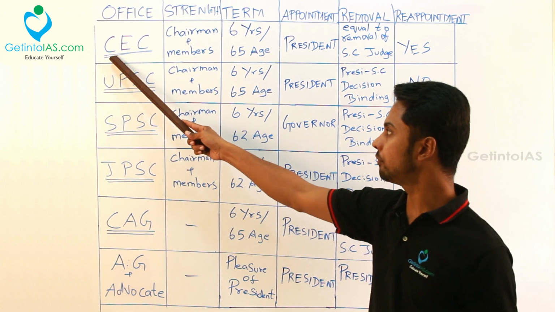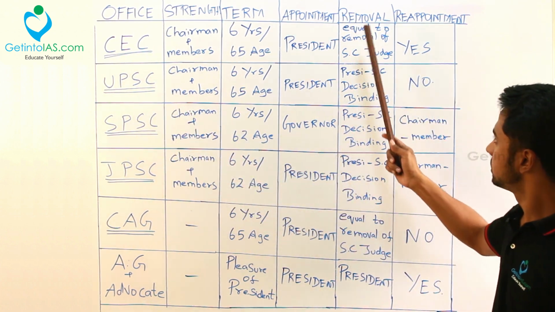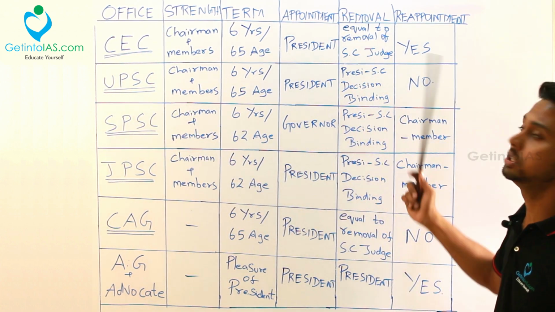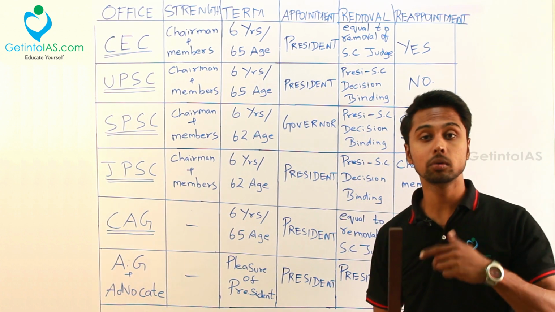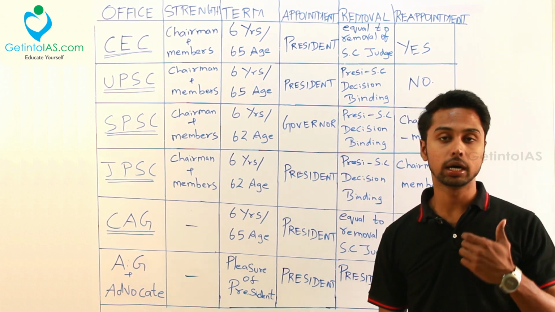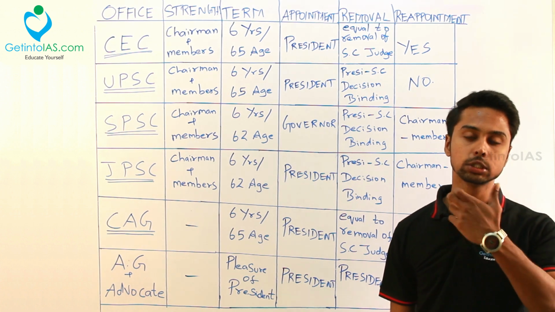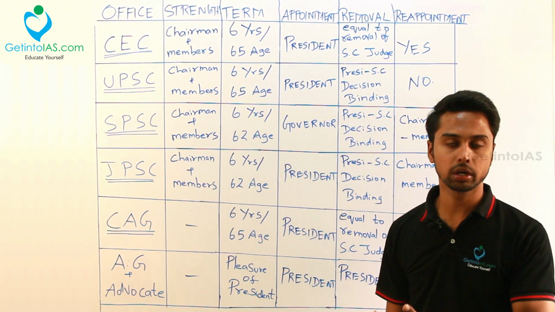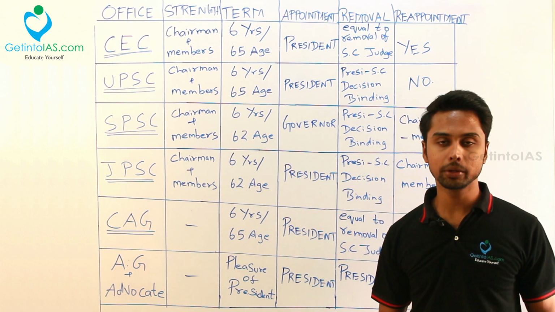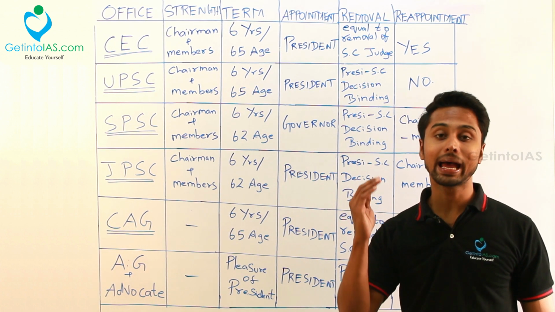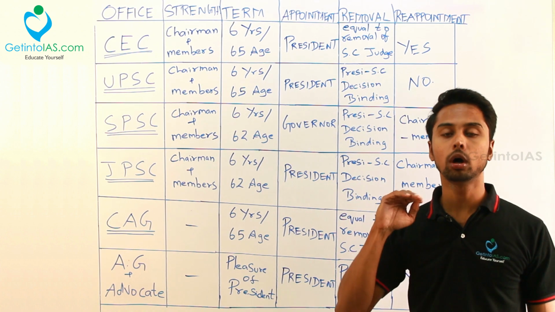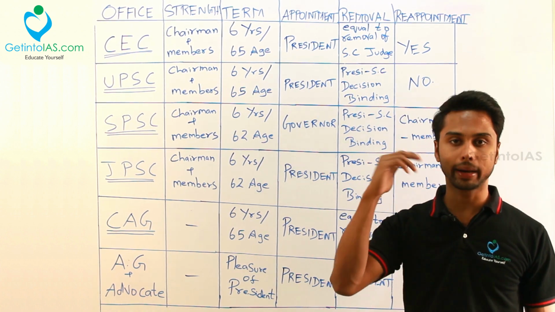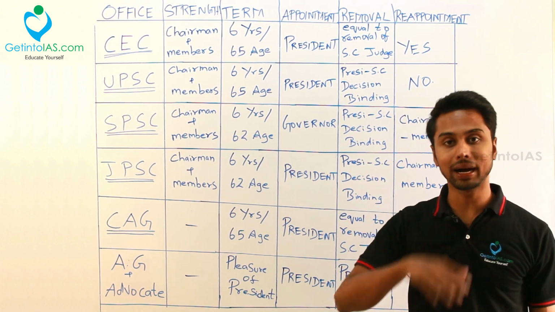With respect to your Chief Election Commissioner, the removal is equal to the removal of a Supreme Court judge. So what is the removal of a Supreme Court judge? While dealing with the Supreme Court, I told about the removal of the Supreme Court judge. Okay, the removal of a Supreme Court judge is a tedious process. Okay, why is it a tedious process? Because you need an act of Parliament. Okay, if you want to remove a Supreme Court judge, then you should approach the Parliament, and the bill should be passed in the Parliament.